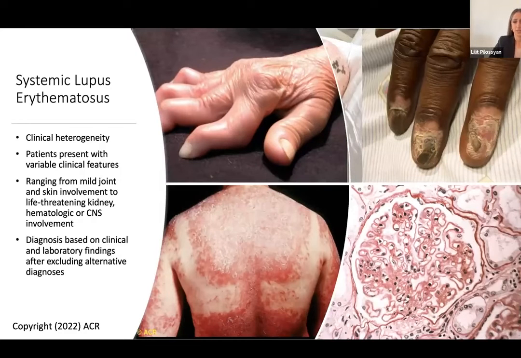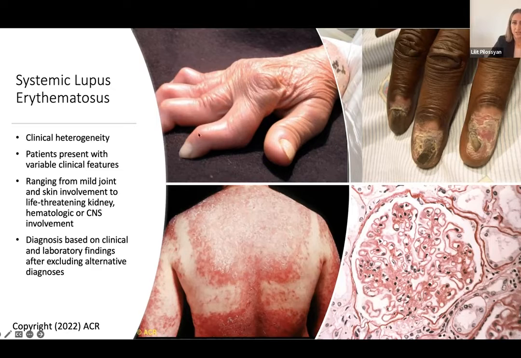I just wanted to bring out this slide to show how heterogeneous a disease lupus can be. It can vary from just mild joint pain and skin manifestations to wicked nephritis, or other major organ involvement like CNS lupus, serositis, or vasculitis. So it's pretty heterogeneous, and diagnosis, as we did with our patient, is definitely based on clinical and lab findings, and of course trying to exclude other diagnoses.